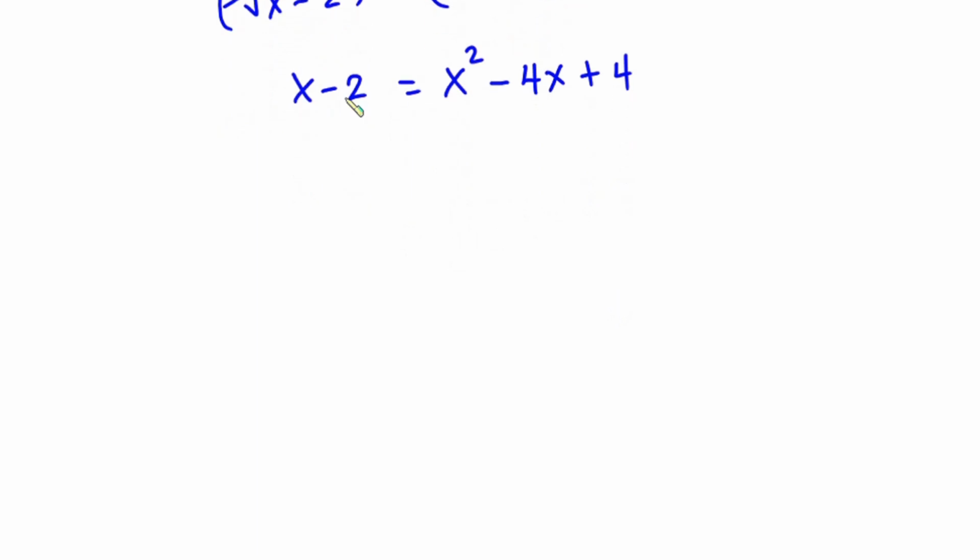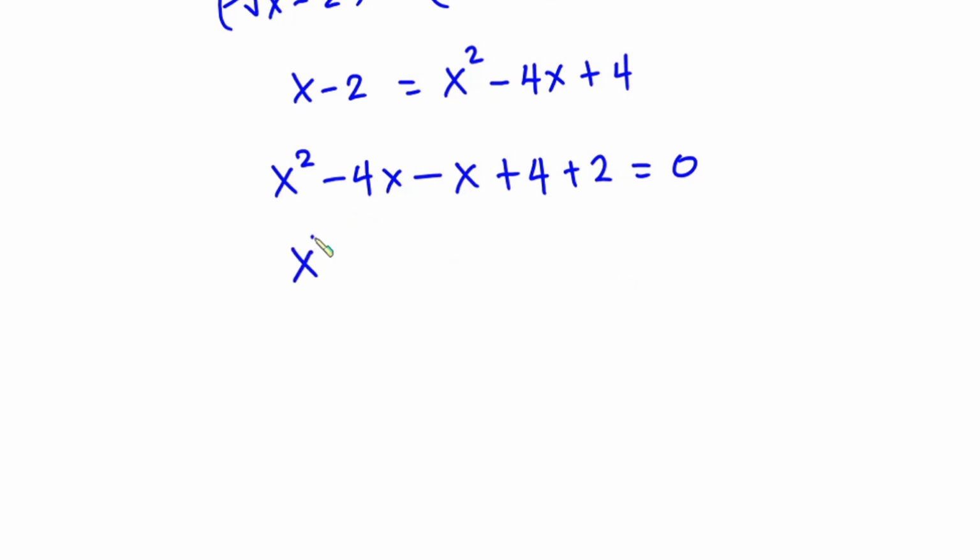Right. Now let's move the whole of this to the right hand side. So we have x to the second power minus 4x minus this x over here, then plus 4 plus 2, and this is equal to 0. Now simplifying this, we have x to the second power minus 5x plus 6 is equal to 0.